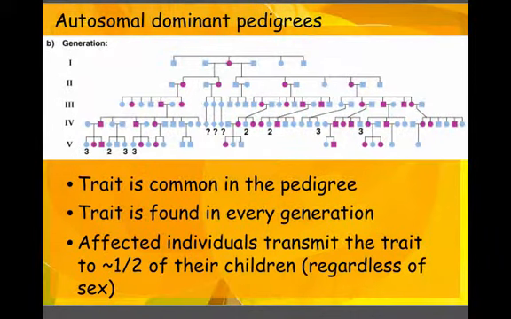Autosomal dominant pedigrees have some common things that you're going to see. You're going to see that the trait is common in the pedigree and therefore many individuals are affected, that the trait is found in every generation, and that affected individuals can transmit the trait to approximately half of their children, regardless of their sex.